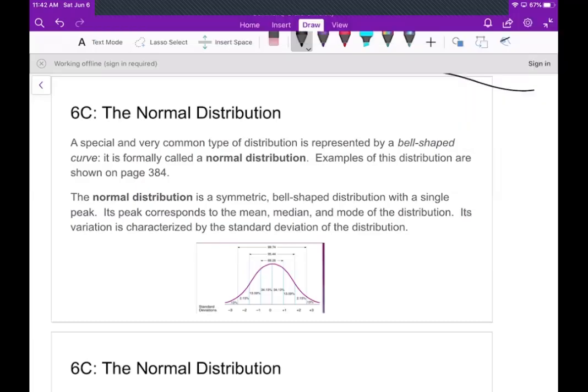Okay, guys, welcome. Today we're going to talk about the normal distribution. Now, the normal distribution is a special and very common type of distribution, so we're going to talk about it extensively in this section. It's represented by a bell-shaped curve, and we formally call this the normal distribution.